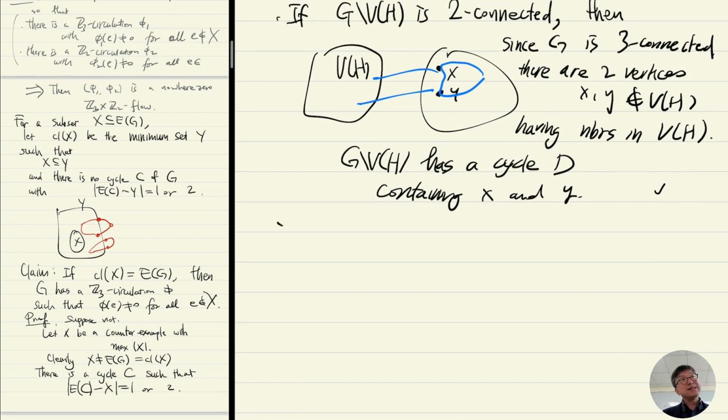So we can assume G delete V of H is not 2-connected. If G delete V of H has only one vertex, okay, what if this is at most 2? Again, same method. No, is it? Is this an easy case?